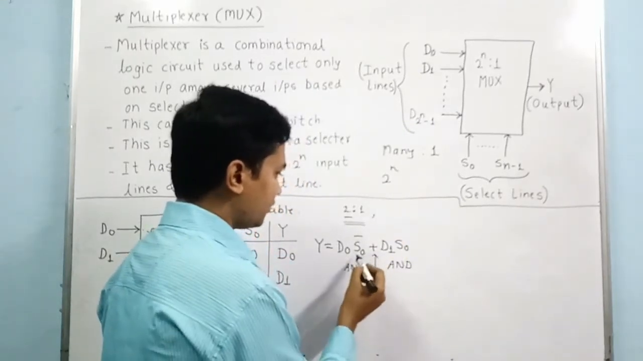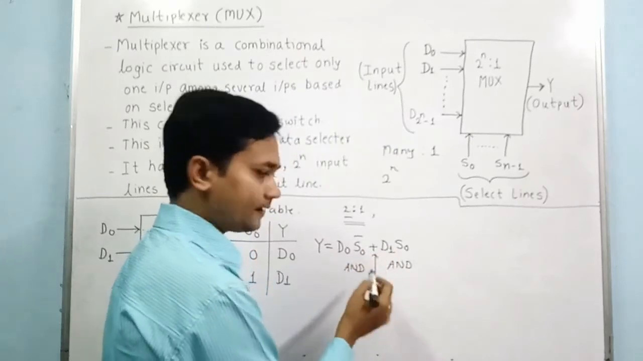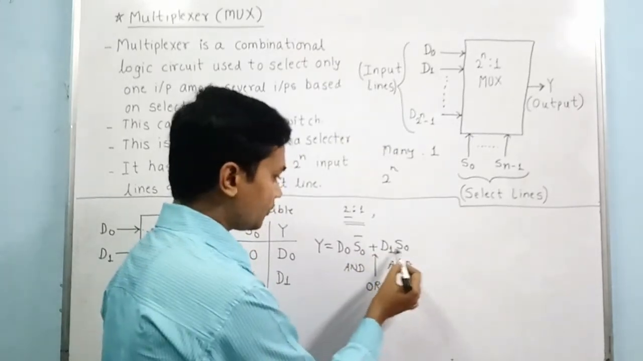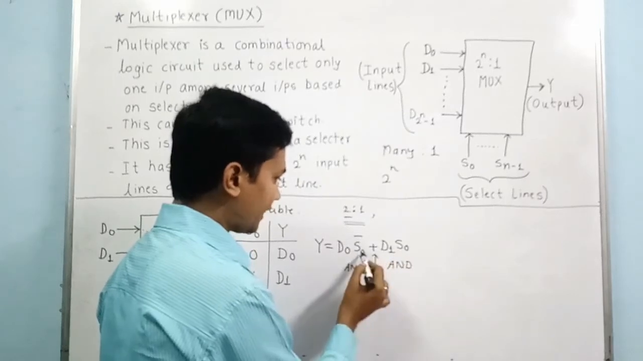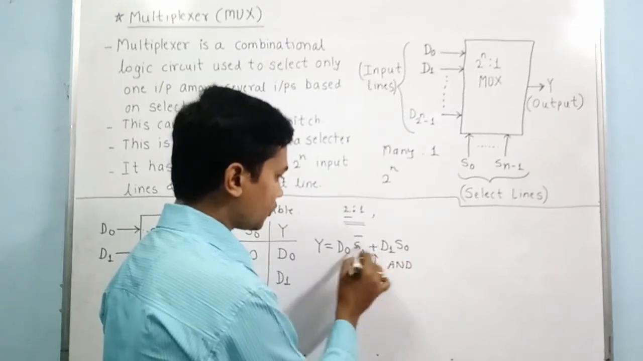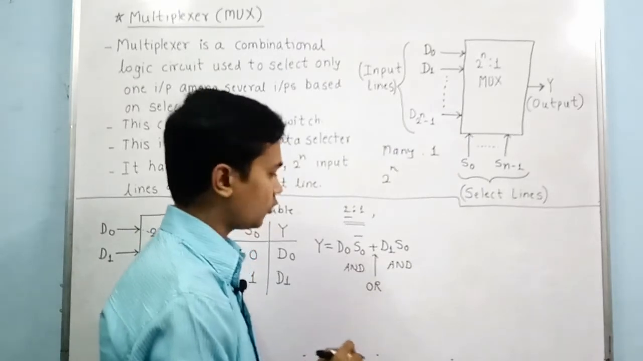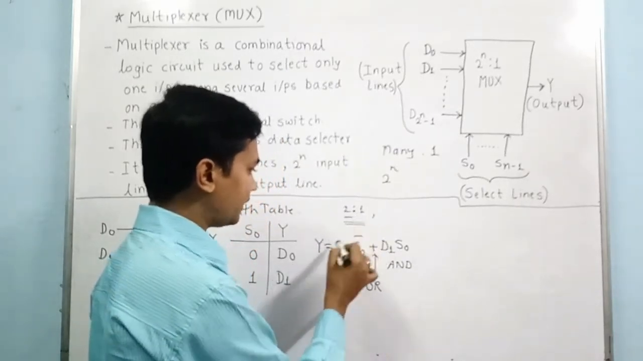So here, how many variables are given, how many signals are given? S0, S1, S0, S0 bar, then D0 and D1. So a total of 4 lines are required here to implement the 2:1 multiplexer.